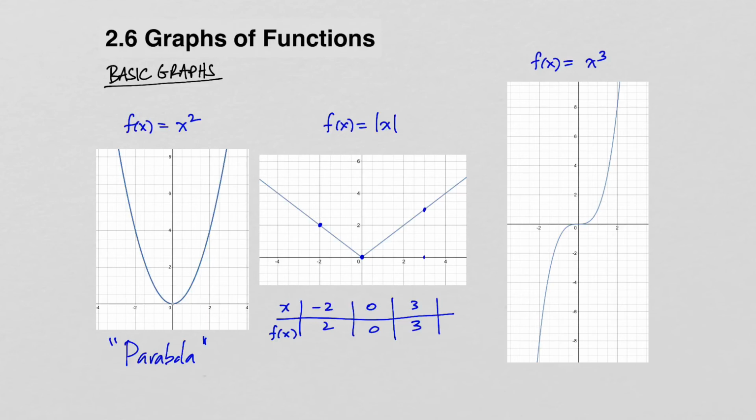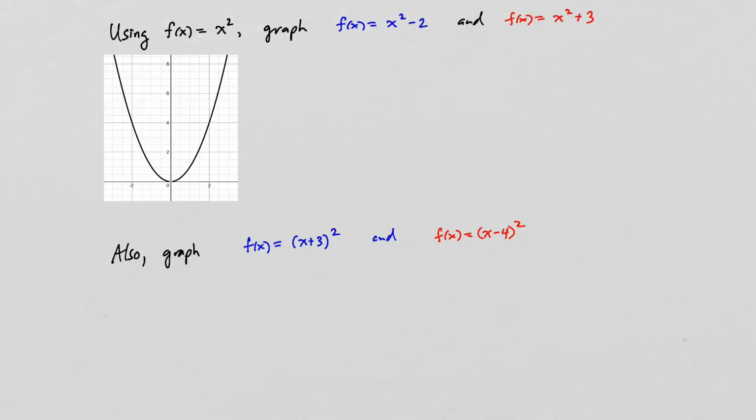What we want to do now is use these graphs to graph what are called transformations of these graphs. So let's just look at the graph f(x) = x², which is our parabola graph. If we know f(x) = x² looks like this, what do you think f(x) = x² - 2 is going to look like? What does the -2 do to the graph?